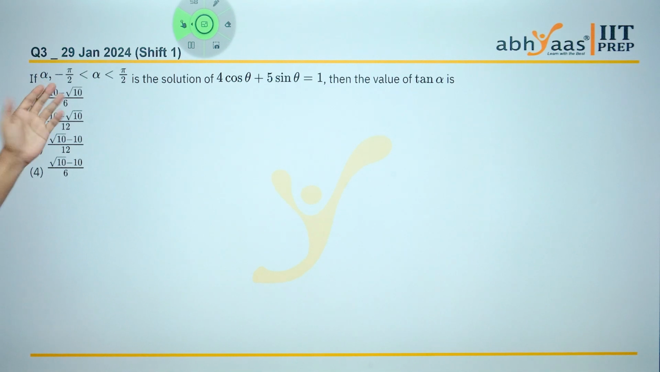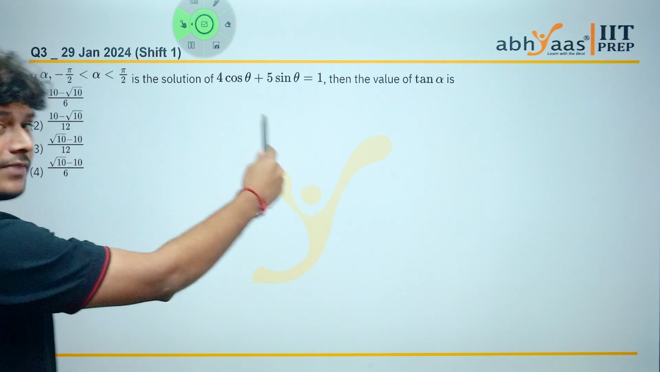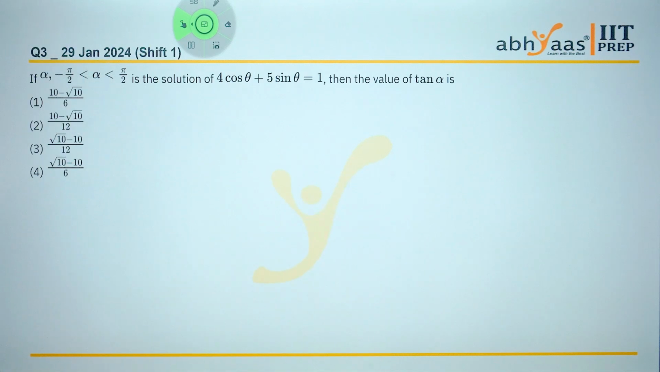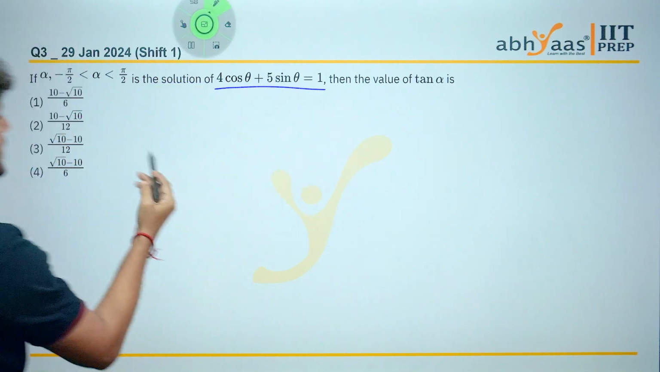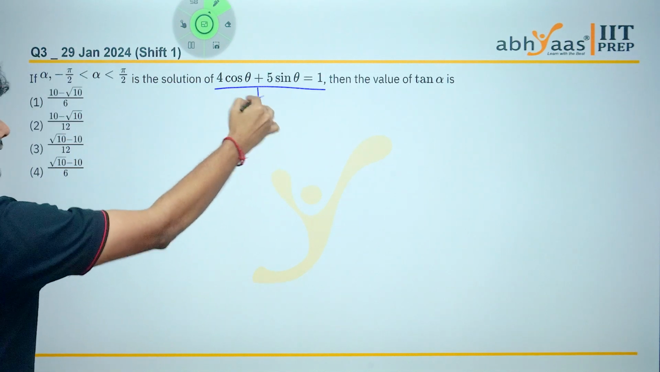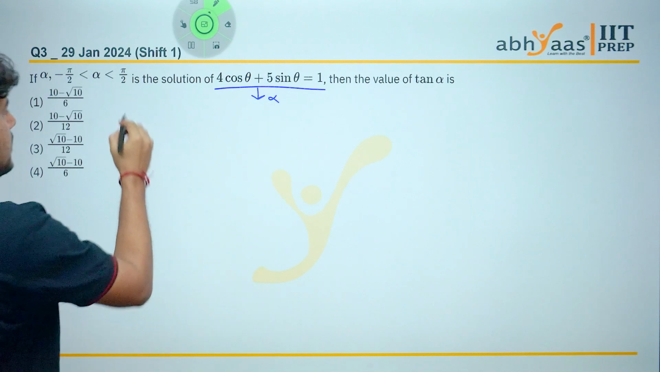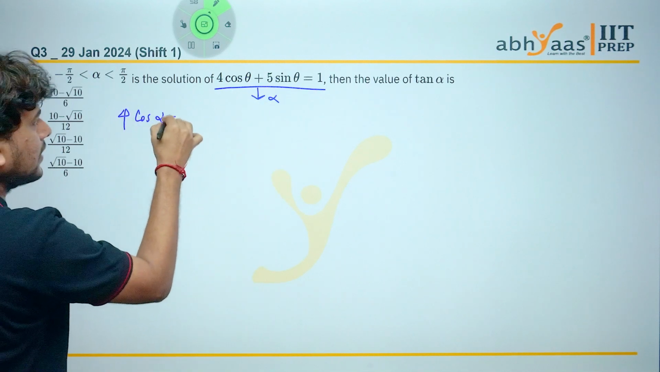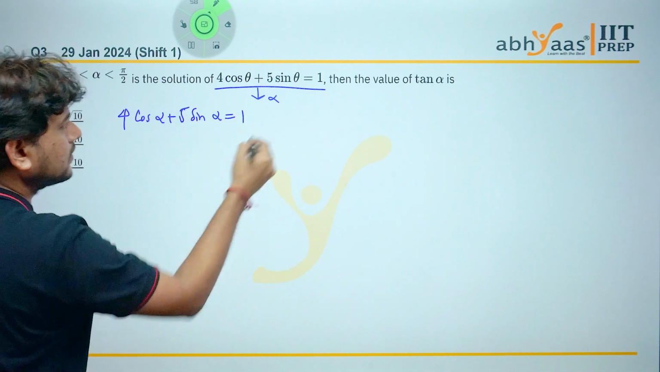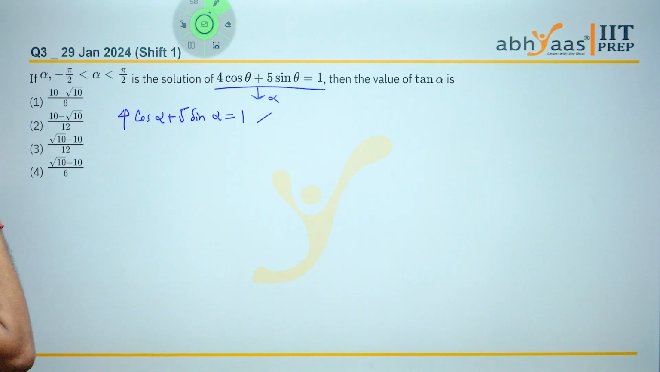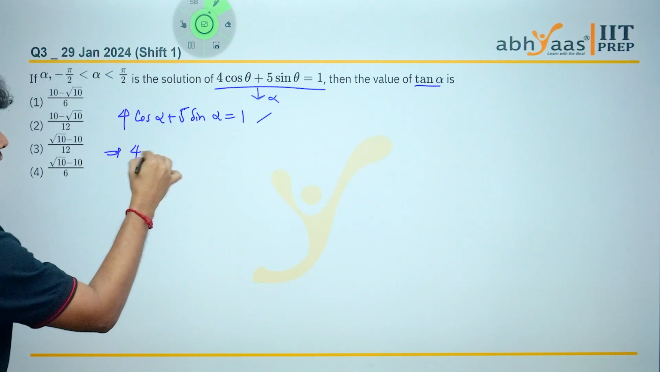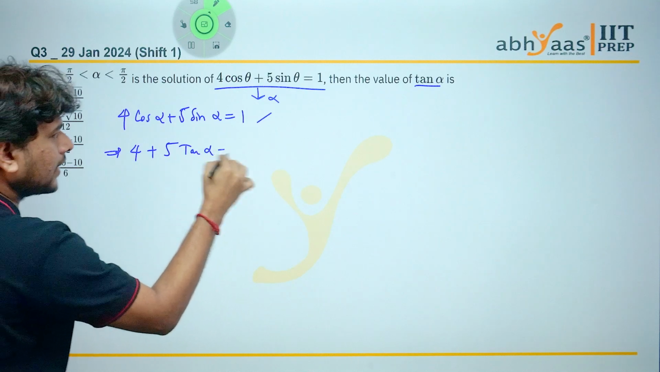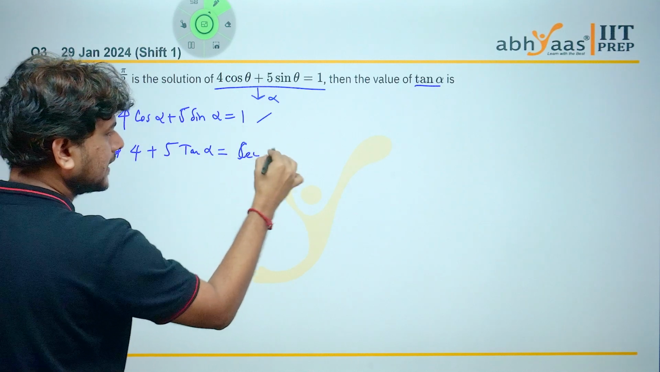If alpha, with minus pi by 2 less than alpha less than pi by 2, is the solution of 4 cos theta plus 5 sin theta equal to 1, then the value of tan alpha is. Again, we have to solve this, but given this has the solution alpha, we will get 4 cos alpha plus 5 sin alpha equal to 1. We need tan alpha, so divide both sides by cos alpha. We will get 4 plus 5 tan alpha equals 1 by cos alpha, which is secant alpha.